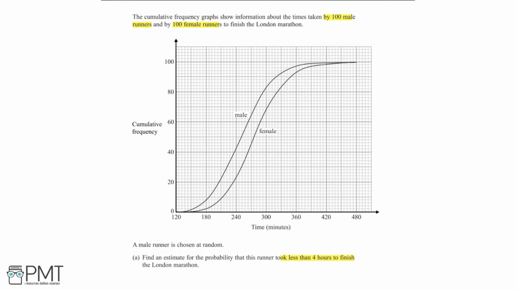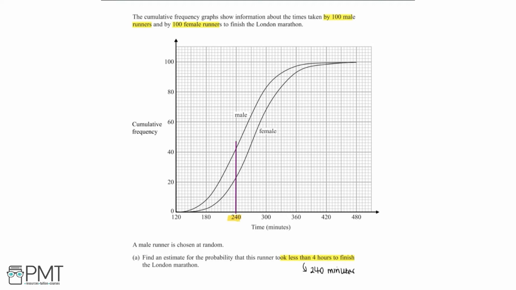Since the time on the graph is given in minutes, we need to convert 4 hours into minutes. Multiplying 4 by 60, we can say that 4 hours is equal to 240 minutes. So we can highlight where 240 minutes is on our graph. To find the cumulative frequency at this point, we want to draw a line vertically upwards from the point at which the time is equal to 240.